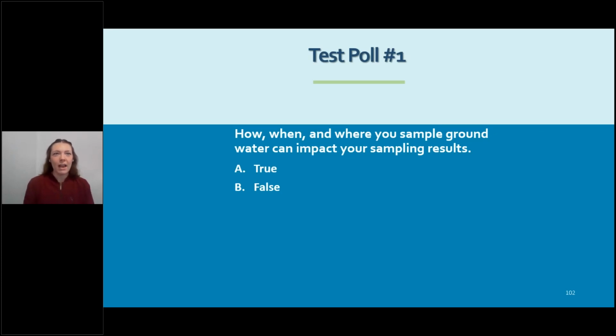The question is, how, when, and where you sample groundwater can impact your sampling results? A, true, or B, false?